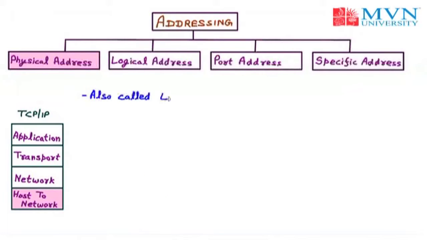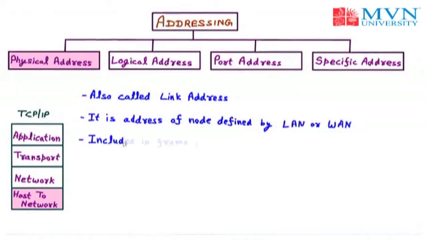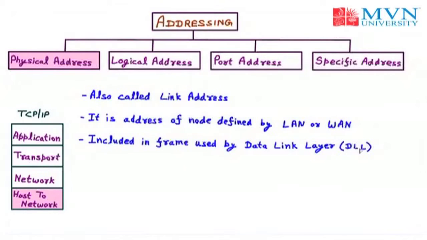The physical address is also called the link address. It is the address of a node that is defined by the LAN or WAN. It is included in the frame that is used by the data link layer. It is the lowest level address and has authority over the network. The size and format of the address depend on the network.